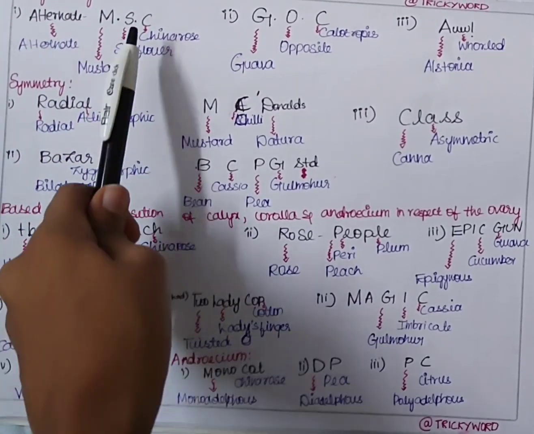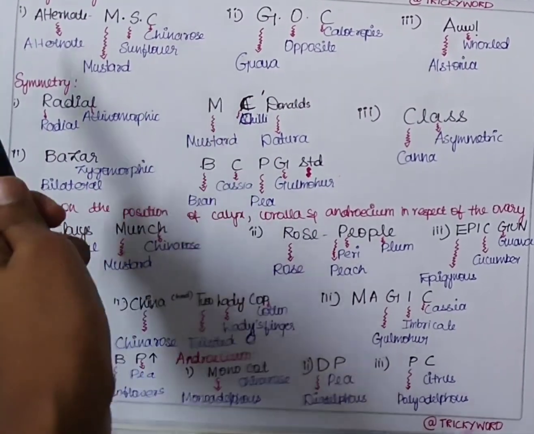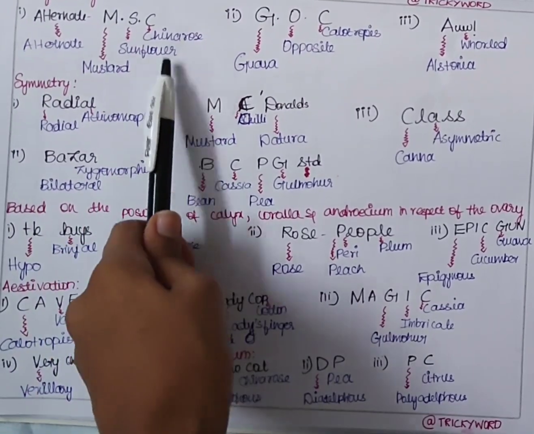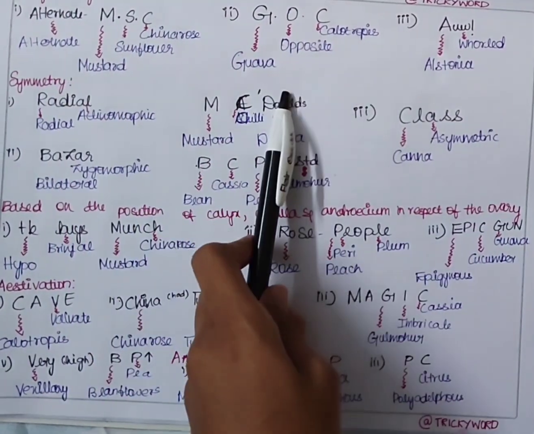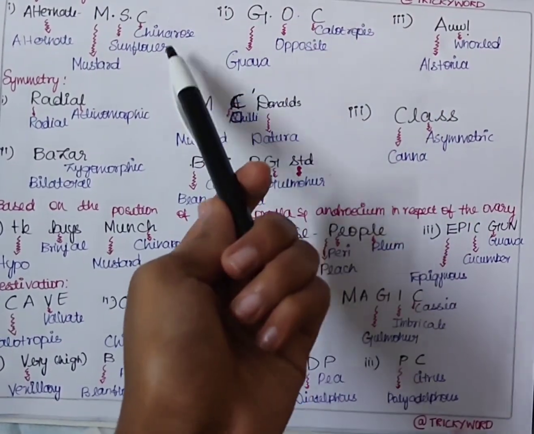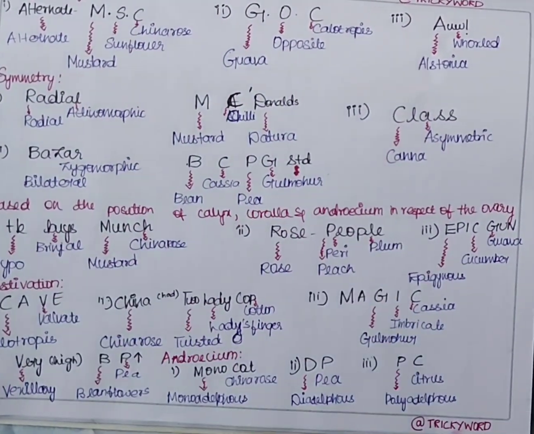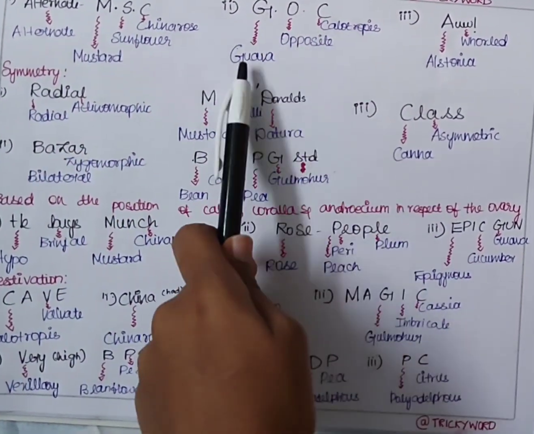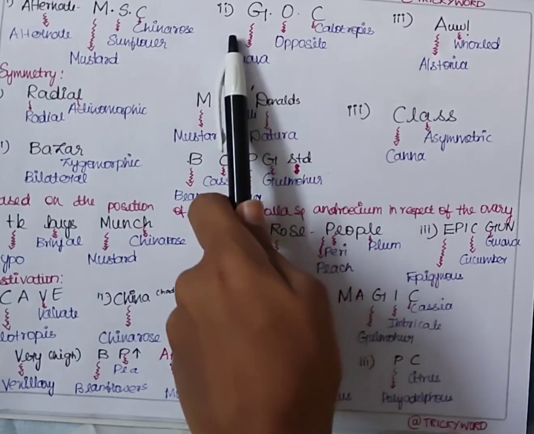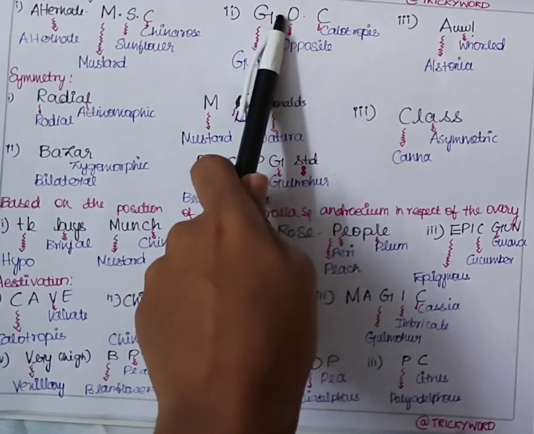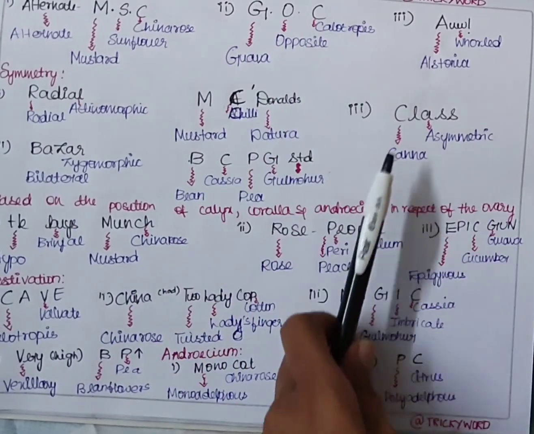M is for mustard, S for sunflower and C for China rose. Alternate: mustard, sunflower, China rose. Alternate MSc. The next one will be general organic chemistry, all of your favorite subject, I hope. So this is for GOA: opposite, calotropis. Opposite phyllotaxy is shown by guava and calotropis.